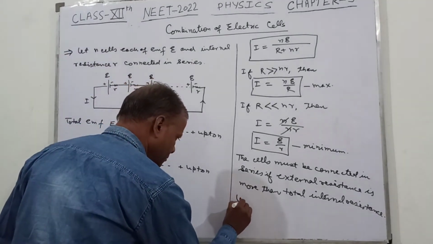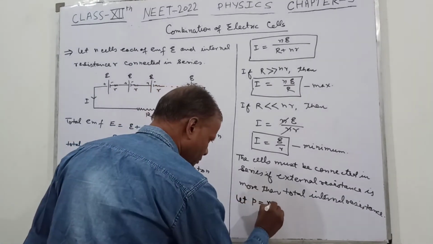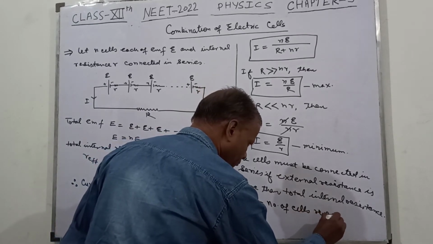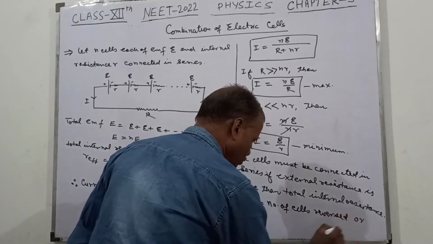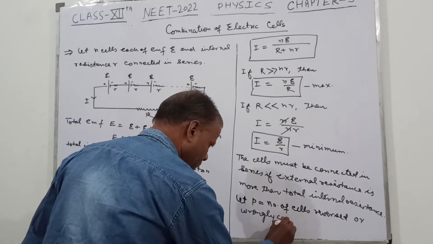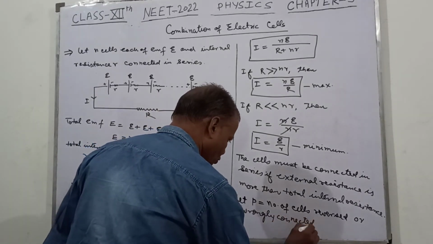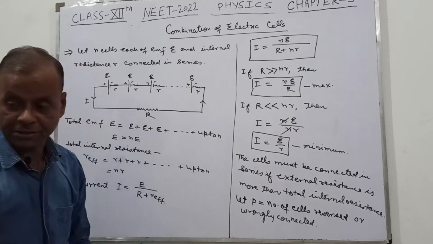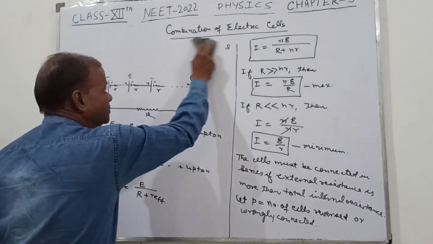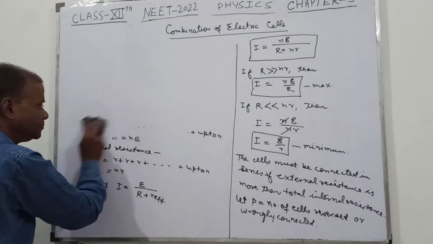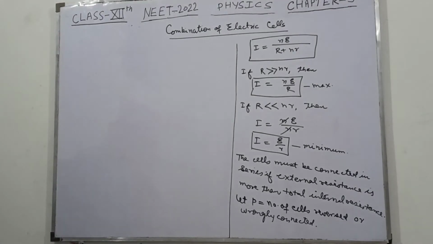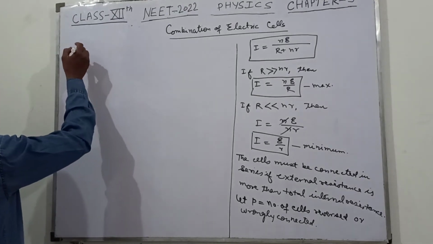Now let P equal to number of cells reversed or wrongly connected. और wrongly connected. अगर ऐसे सेल्स हैं तो इसमें क्या करेंगे? Then how to find this EMF? Then effective EMF.